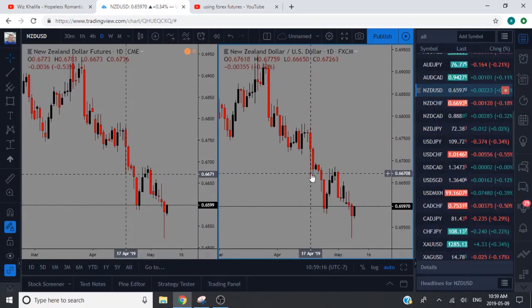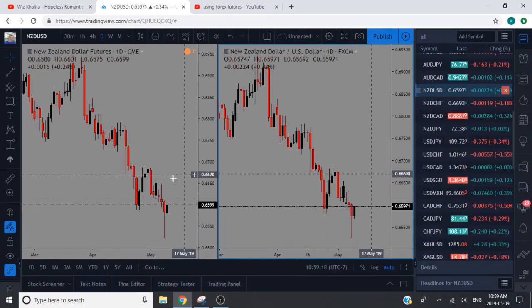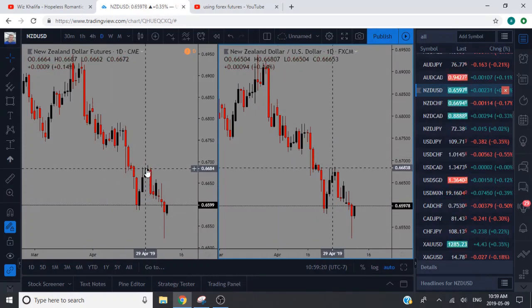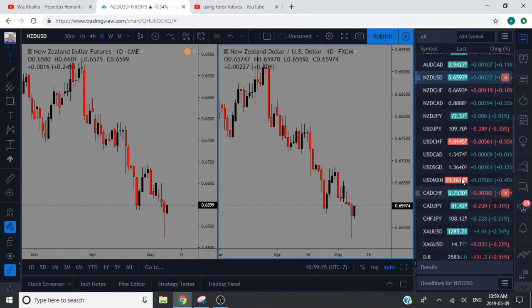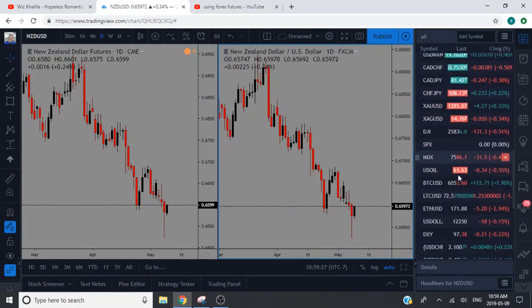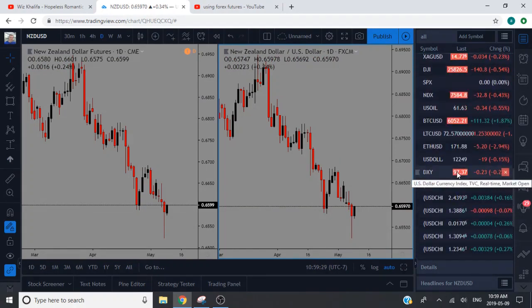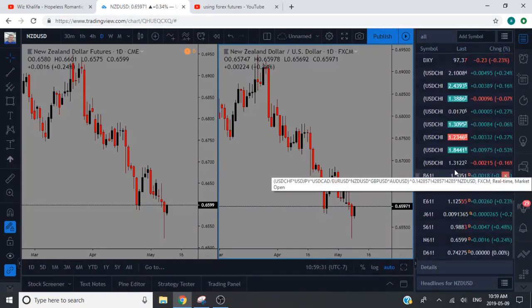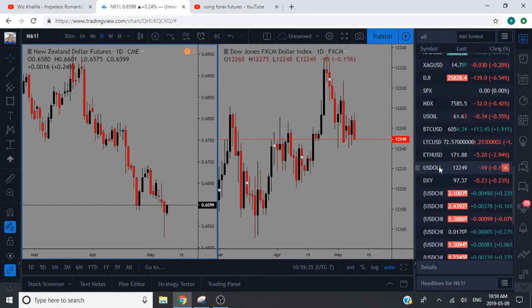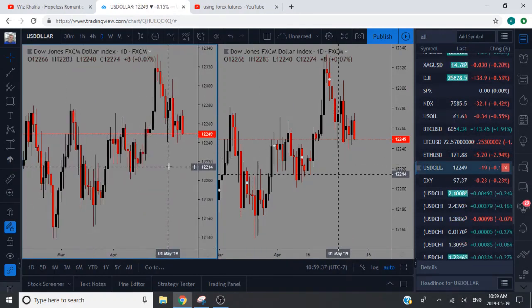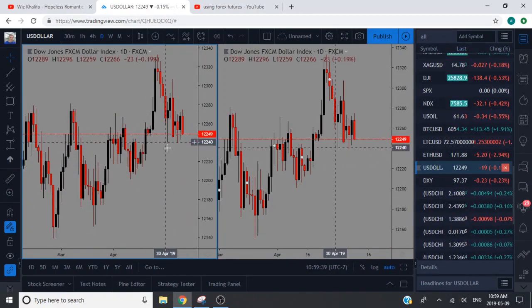Here, New Zealand USD. Drop, base, drop. On the futures, drop, base, drop, you have that exact same correlation. Let's check out that US dollar now. Now we're just rinsing and repeating, just kind of trying to drill it into your guys' head. Here's my US dollar.